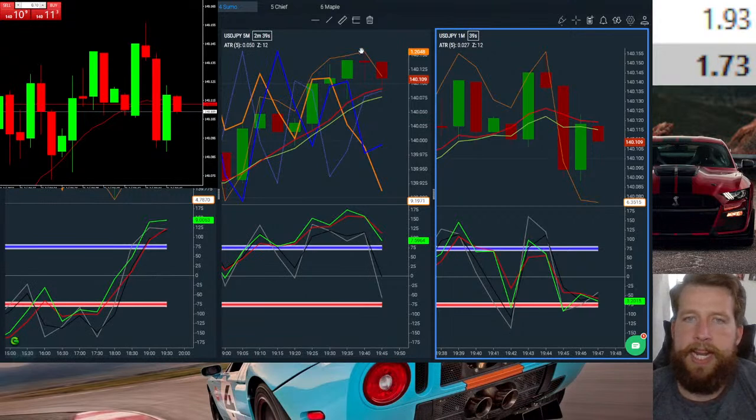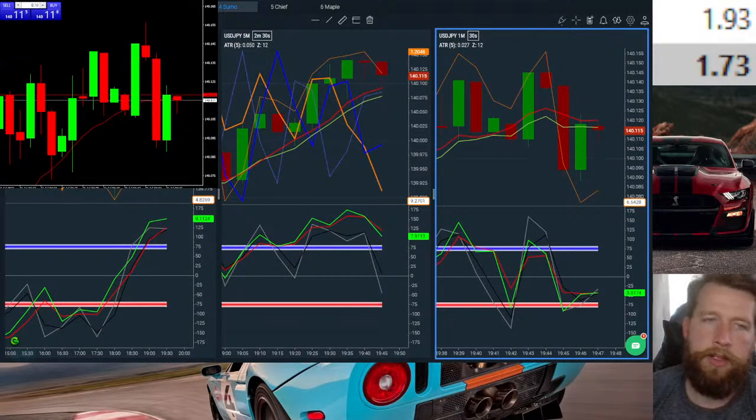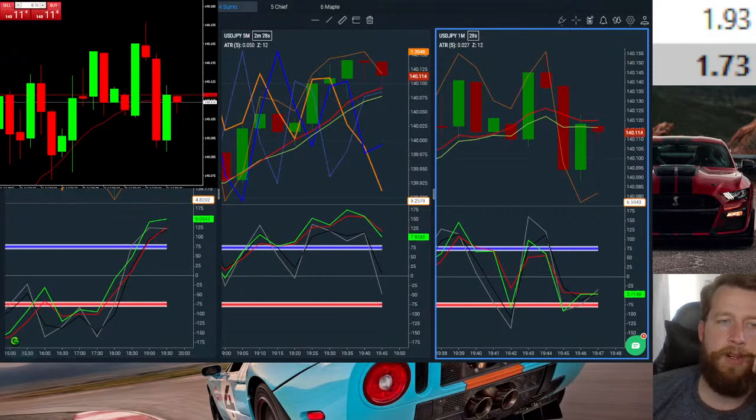It's like we're getting a little bit of a drawback here. So, hard rules that I'm looking for when I'm looking for the trade. First thing I look at.